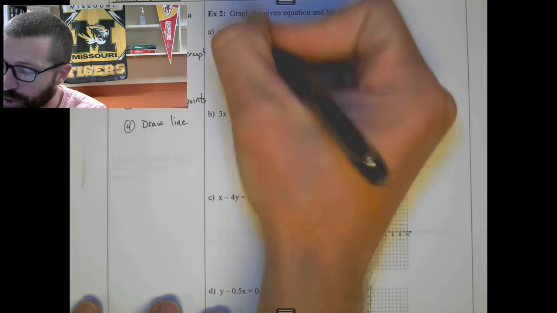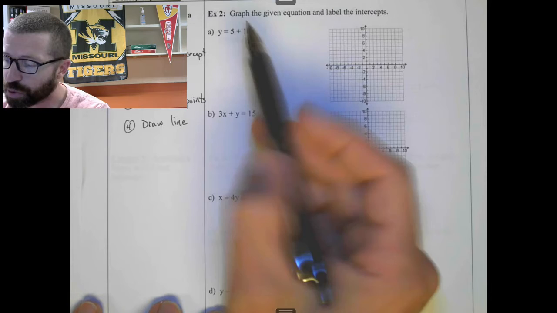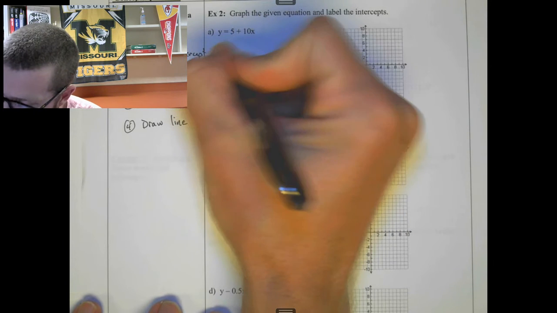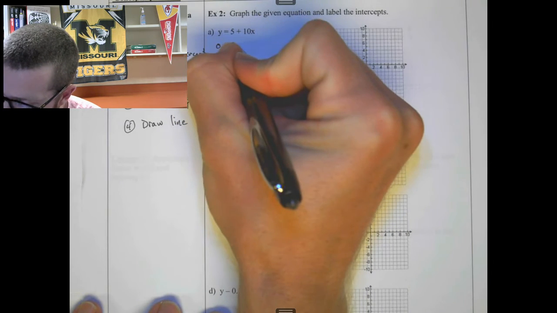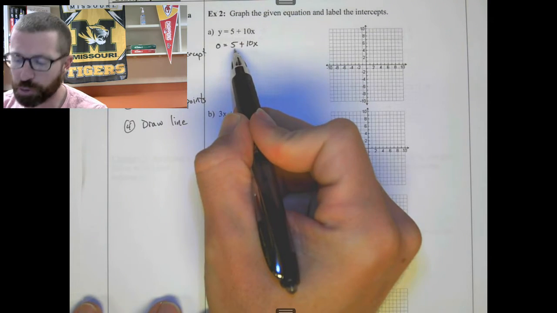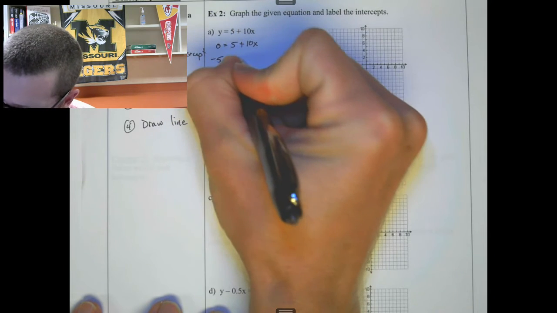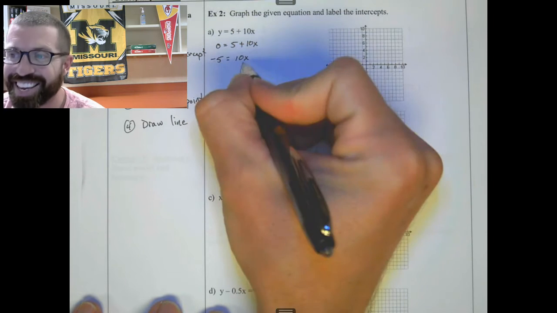So I want to find the x-intercept. I want to plug 0 in for y. This one's a little funky because 0 is by itself over here. So then we have to decide what we're going to do. Let's subtract 5 from both sides. And then divide by 10.